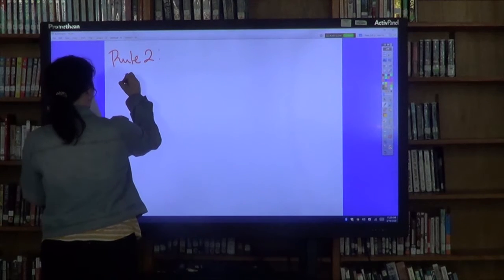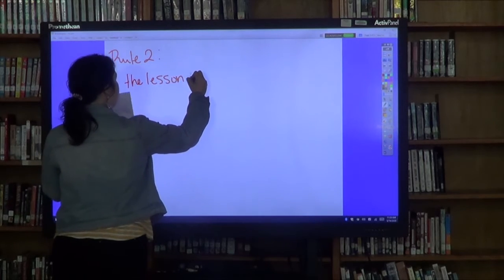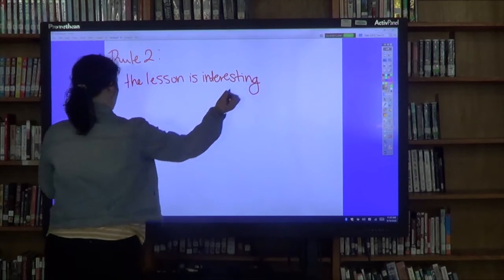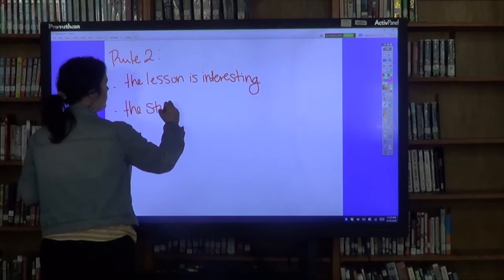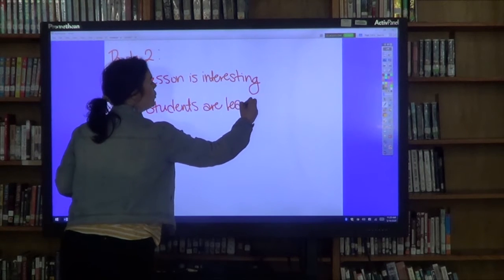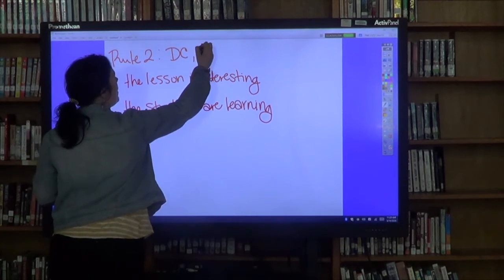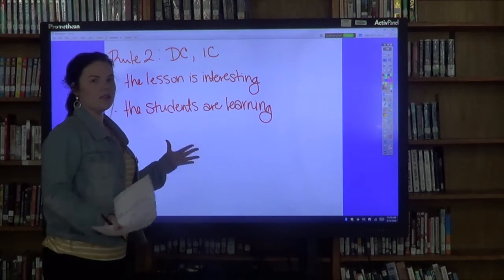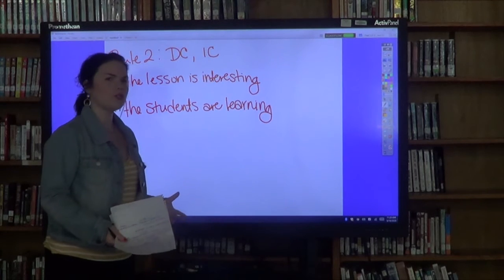Let me show you. Okay, so here's one clause: The lesson is interesting. Okay? And I'm also going to put down: the students are learning. Those are 2 independent clauses. But Rule 2 says DC, comma, IC. So, just because these are independent clauses right now doesn't mean I can't change one of them a little bit to make it dependent. It's all in how you want to join sentences.